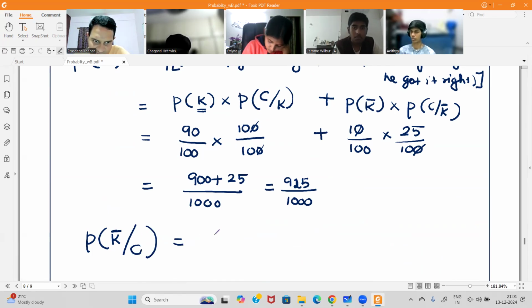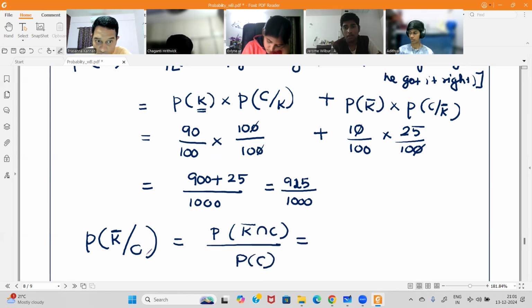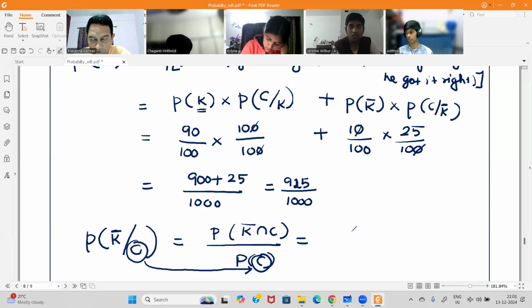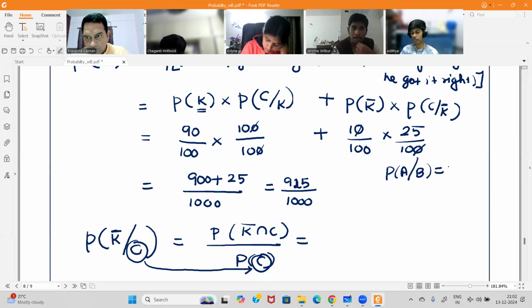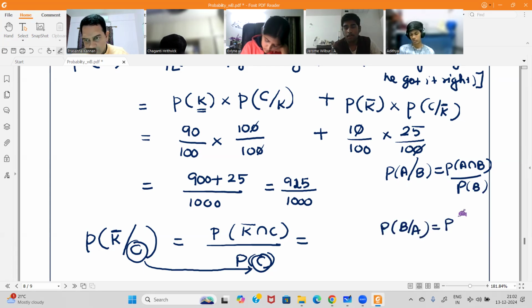Yes, Jerome, from the formula, what does this represent? How can you write this? K bar intersection C by P of K bar, sir. Not K bar, ma. Whatever is in the denominator comes here. Yes, Jerome. What is P of A given B? P of A intersection B by P of B, sir. Right. What is P of B given A? P of A intersection B by P of A, sir. Are you clear now? Yes, sir.